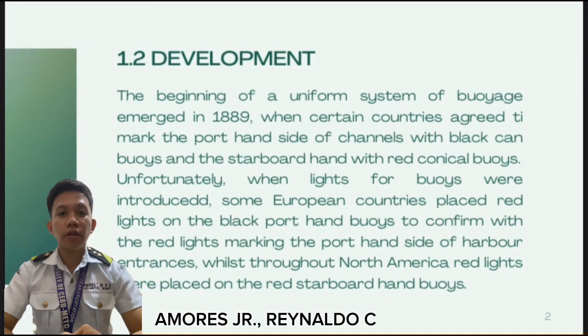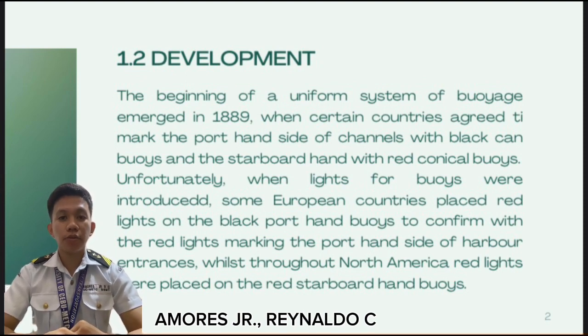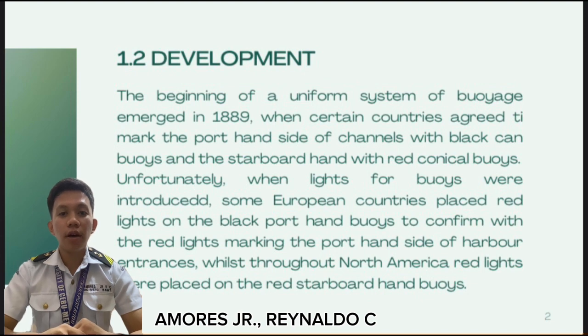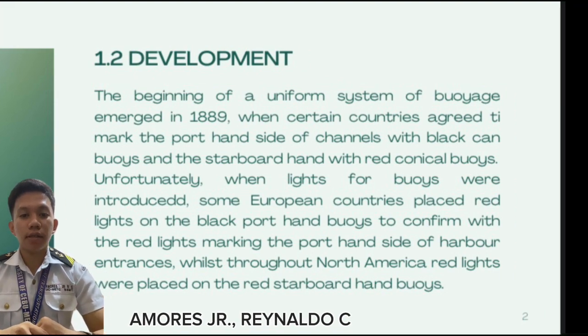The concept of a standard buoyage system began to take shape in 1889, with certain countries agreeing to mark the port side of the channels using black can buoys and the starboard side with red conical buoys. However, this created a cross-purpose when lights were introduced for buoys. Some European nations placed red lights on the black port buoys to align with the red lights marking the port side of harbor entrances, while in North America, red lights were placed on the red starboard buoys, causing inconsistencies.